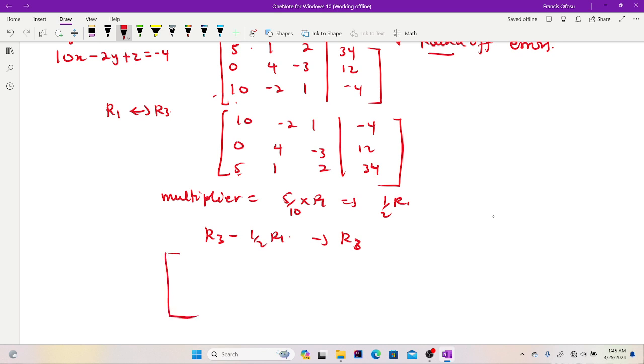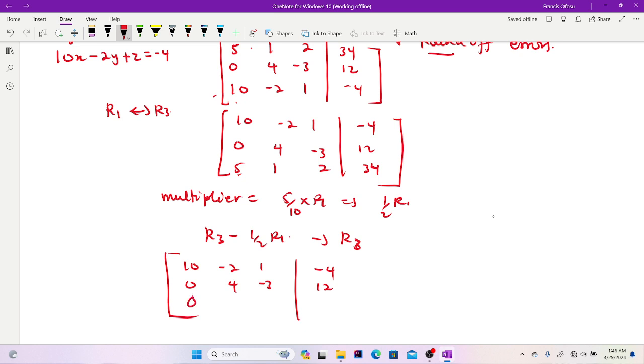So I'm going to have 10, negative 2, 1, negative 4, then 0, 4, negative 3, 12. But the last row is where the operation is effected: 5 minus half of 10, which is 5, gives 0.